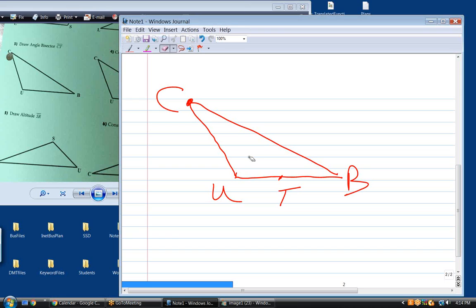Okay. So do you remember how we bisected the angle before? Where'd we start? In other words, before we had this angle right here and we were trying to bisect it, we started right there. We started at the vertex of the angle we're trying to bisect. And we just measured off 2 identical distances.